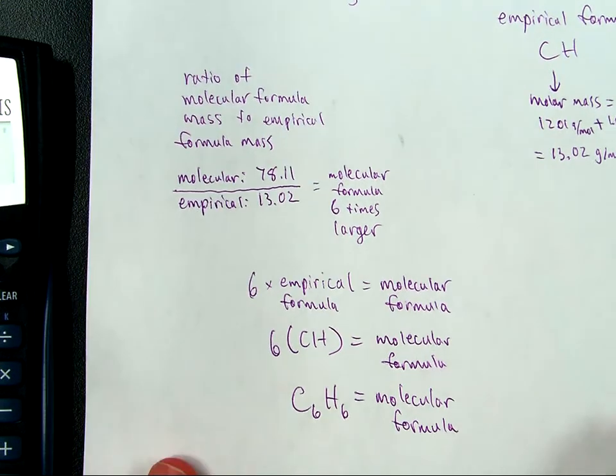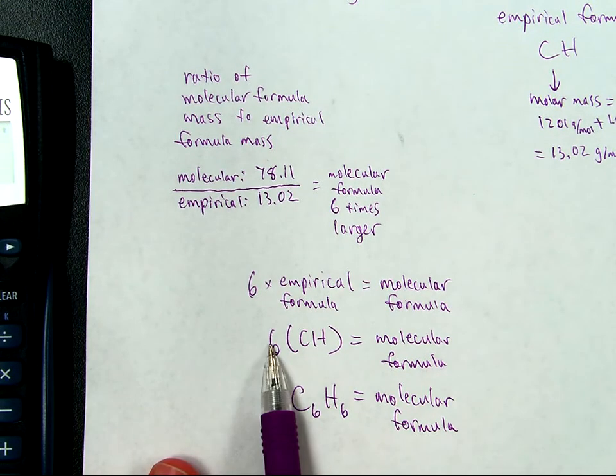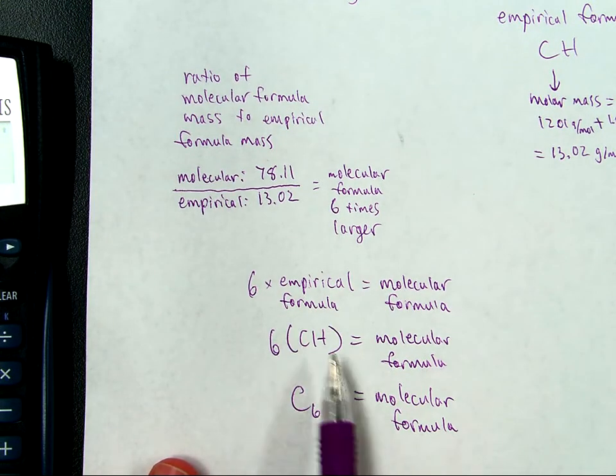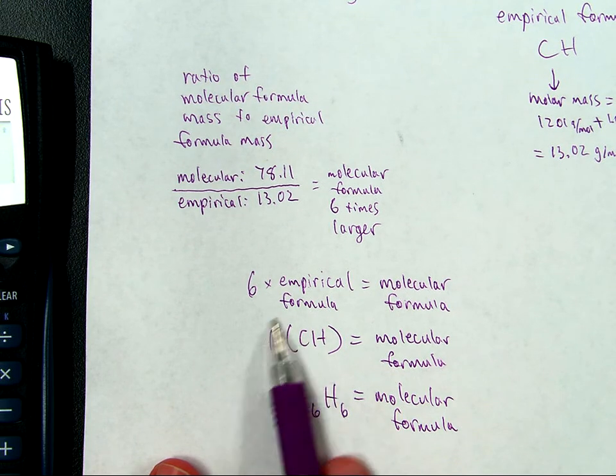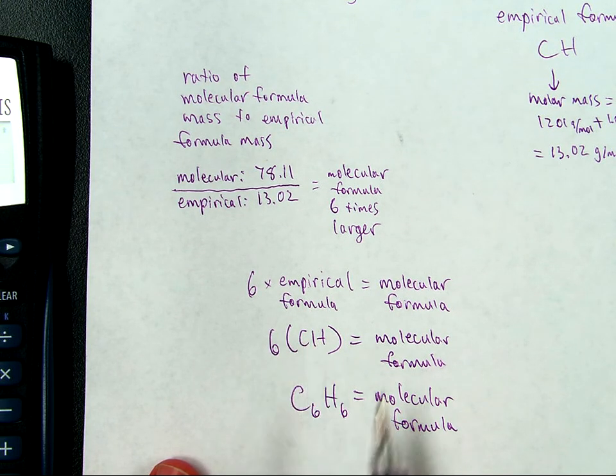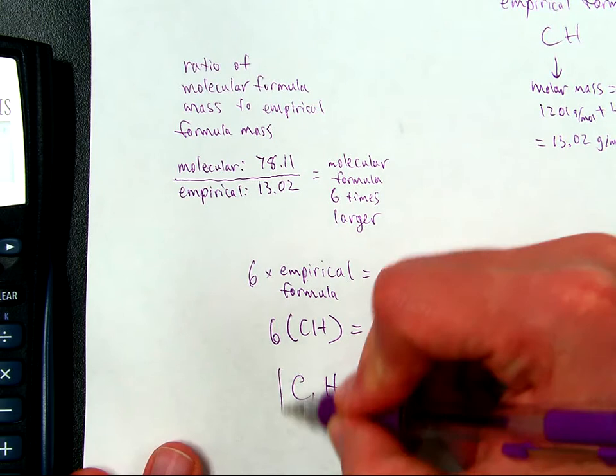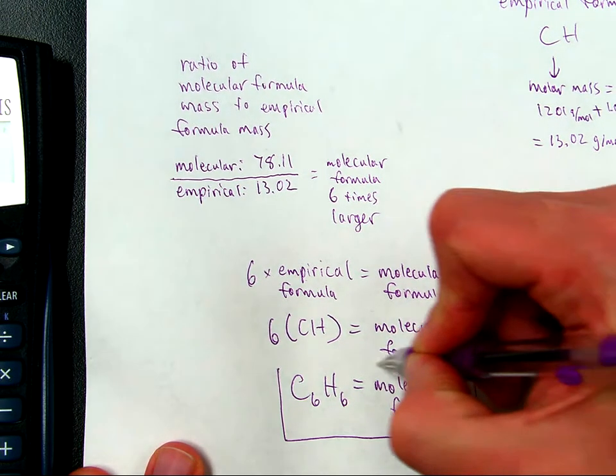Just like in any math class you've ever taken, if you multiply something, we'll put the formula in parentheses. If you times something in parentheses by a number, the number has to be distributed. So 6 times carbon and 6 times hydrogen. That's where that came from, and that's why this is our final answer.